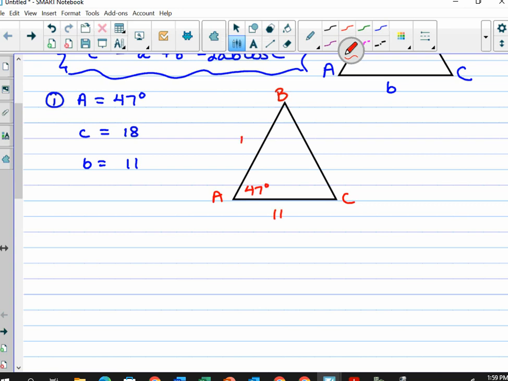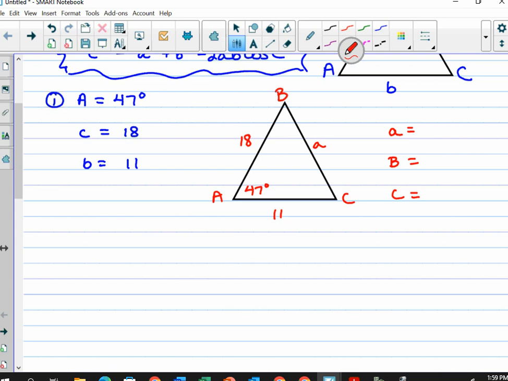Does it matter where you put the ABC? Not really. Side A goes across from angle A, but as far as where they are initially on the triangle, it doesn't matter. So guys, we are looking for side A, angle B, and angle C.